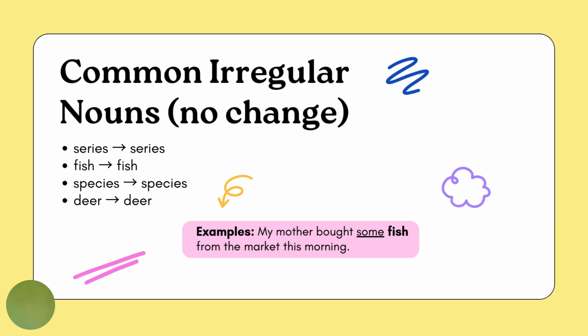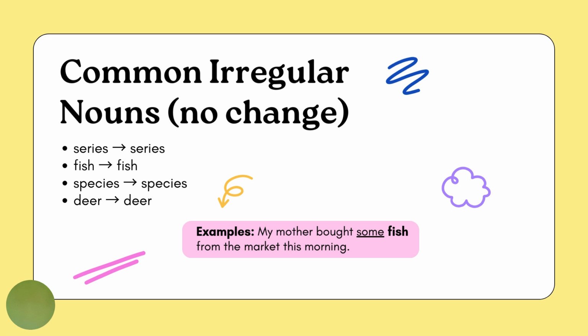Species, deer. So my mother bought some fish. Some means more than one, right? That means after some there should be plural form. However, for fish, the plural form is still the same as the singular form. So you can say some fish, not some fishes. Please remember that.